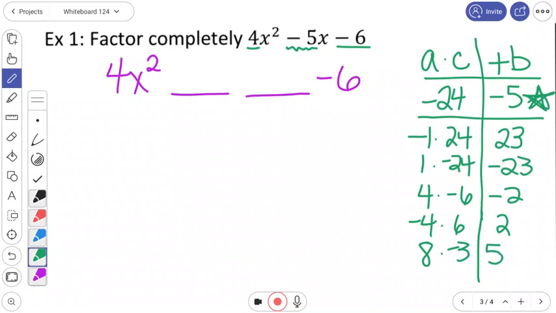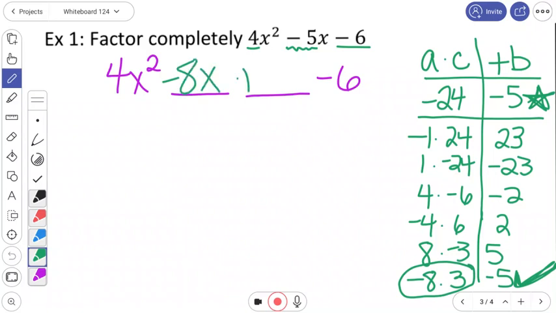So let's just switch the sign for our factors. We have a negative 8 times positive 3. When we combine those together, we get negative 5. This right here is what we wanted. So these are the pairs that I'm going to use, negative 8 and positive 3. So in those blanks, we're going to have a minus 8x and a plus 3x.